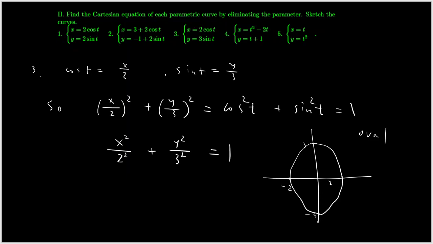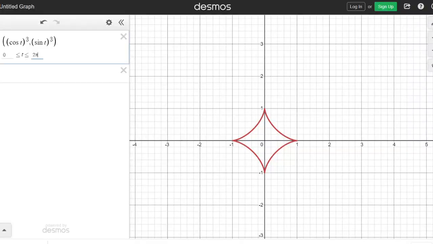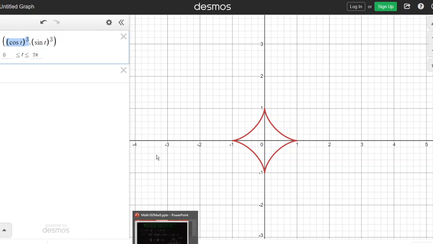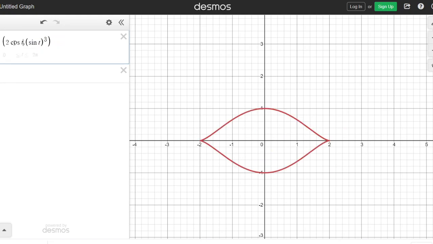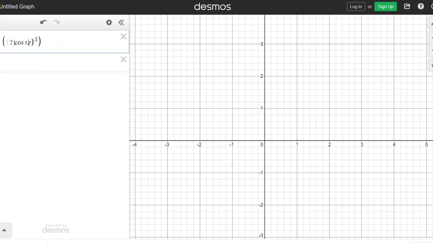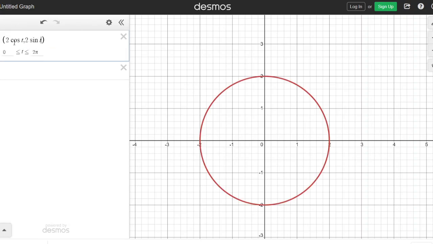Illustration only. If you want, I can show you the computer sketch, but I did not get this ready. I think it's not hard to type. X is 2 cos of t, and y is 2 sine of t, right? No, y is 3 sine of t, I think.